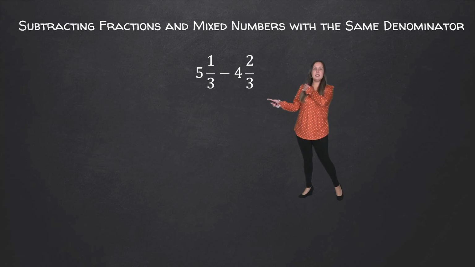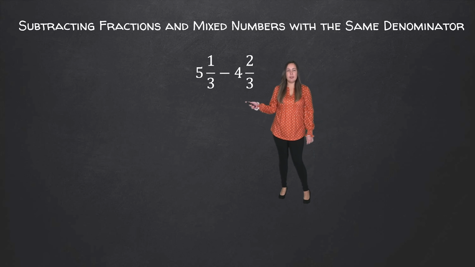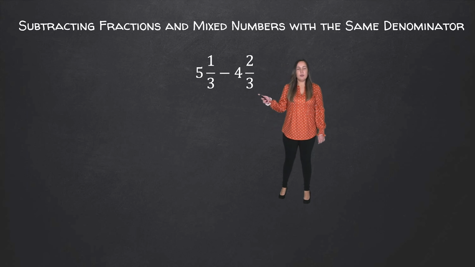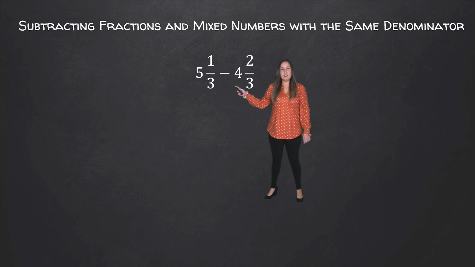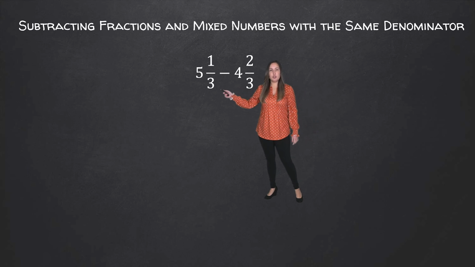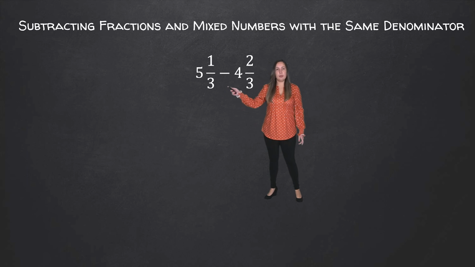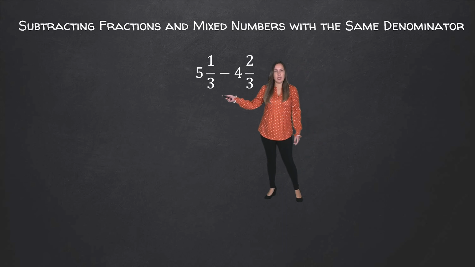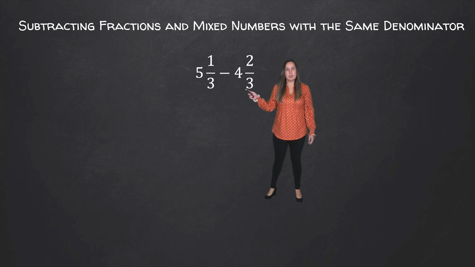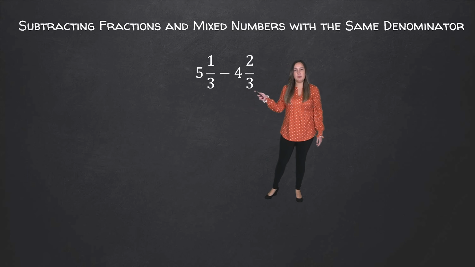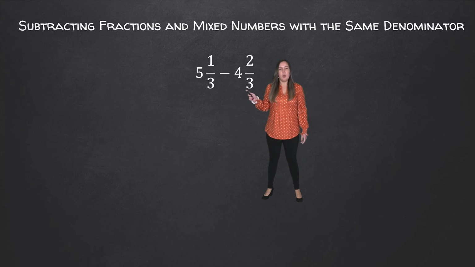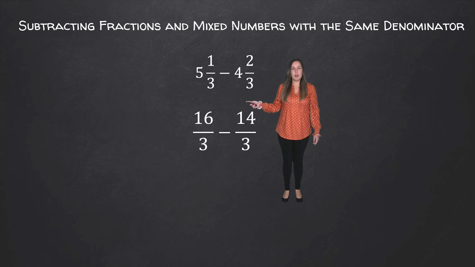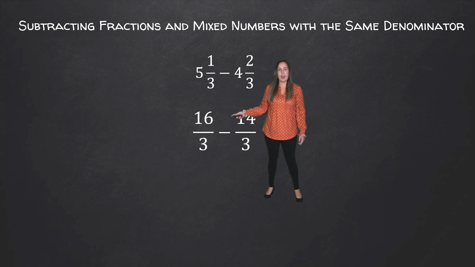So let's go ahead and do a different example. So we have 5 and 1 over 3 minus 4 and 2 over 3. Now, if we did 5 minus 4 and got 1, and then tried subtracting the fractions, we wouldn't be able to do 1 over 3 minus 2 over 3 without getting a negative number. So in this case, when the first fraction is smaller than the second fraction and we're subtracting mixed numbers, what we want to do is change our mixed numbers into improper fractions.